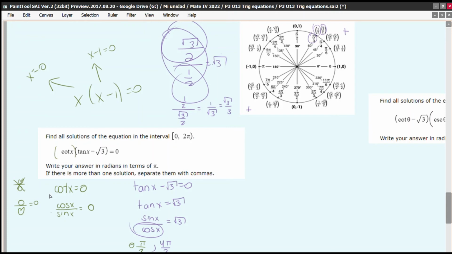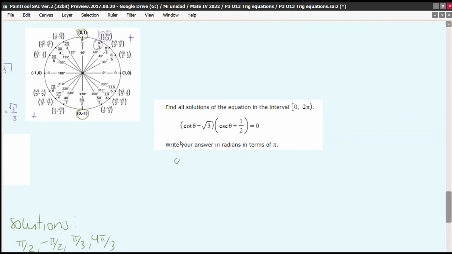Remember, that is where the vertical asymptotes are, okay? So for this fraction to be 0, that can only happen if cosine is 0. So, where is cosine 0? Here and here. So my possible solutions are pi halves and minus pi halves. So my total solutions are pi halves, minus pi halves, pi thirds, and 4 pi thirds. Perfect. Let's go into one last example.